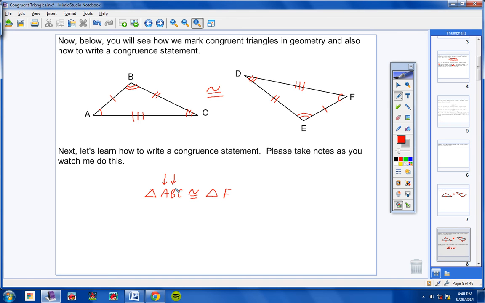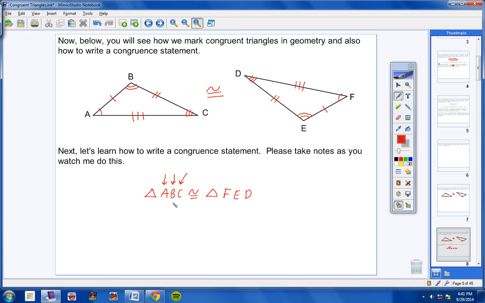Now look at your second letter, B. Well, B has 2 marks. So come over here and find your angle with 2 marks. It's E. Now your last angle is C. It has 3 marks. So you come over here and find your angle with 3 marks, D. That is a true congruent statement. If you don't write it like that in this class, any geometry class, you'll miss it, okay?